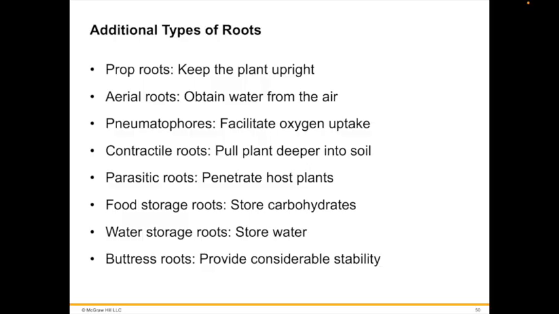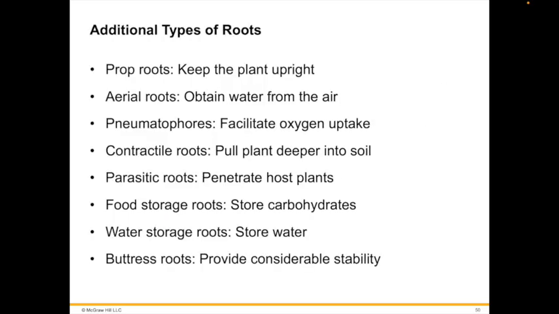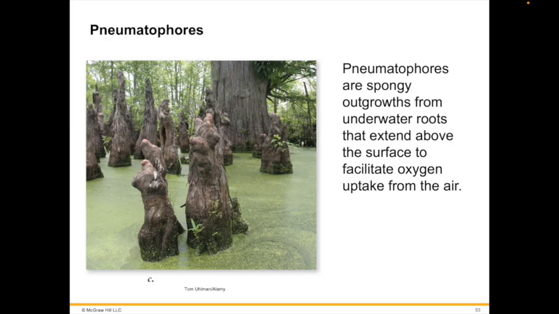Aerial roots may be green and photosynthetic. There are aerial roots. Pneumatophores. Some plants that grow in swamps and other wet places may produce spongy outgrowths called pneumatophores from the underwater roots. The pneumatophores commonly extend several centimeters above water, facilitating oxygen uptake in the roots beneath. These are pneumatophores. And I would imagine some of you all may refer to these as cypress knees.